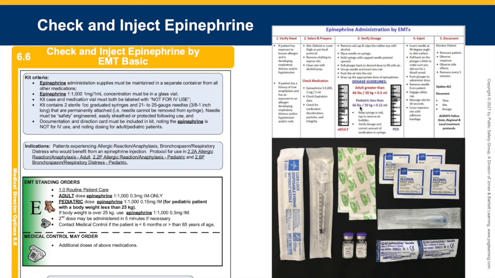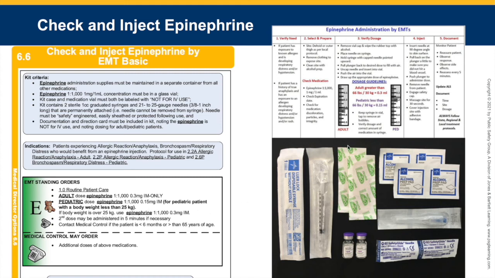But this is a really important skill to practice because depending on our patient, we might have to give different doses. So you can see here in the state protocols, right? The adult is 0.3 milligrams IM only, and a pediatric dose is 0.15 milligrams, so half the adult, and that's for less than 25 kilograms, which is about 50 to 55 pounds.